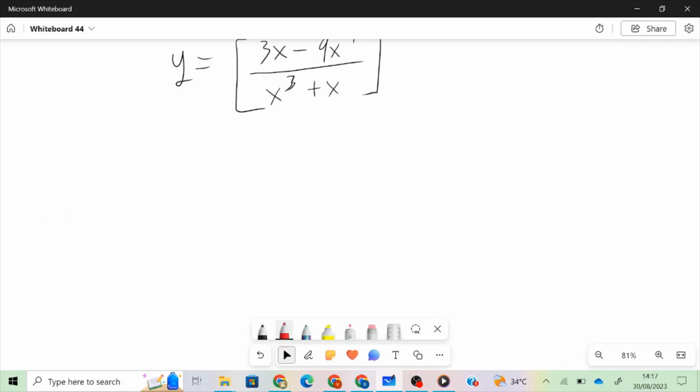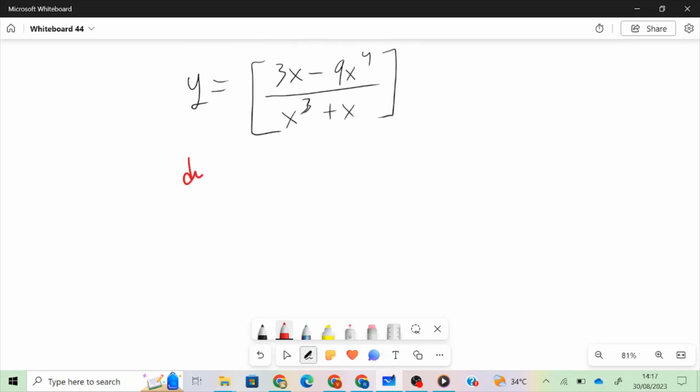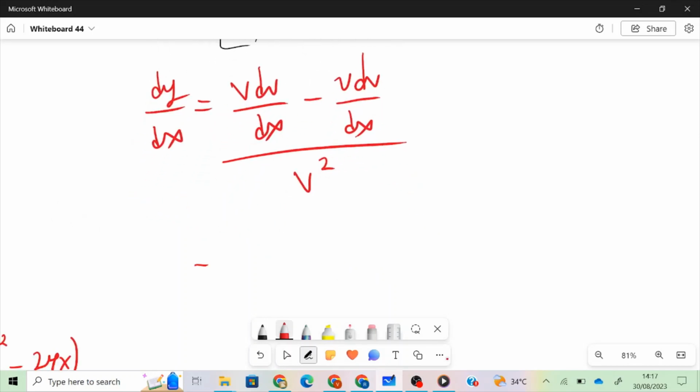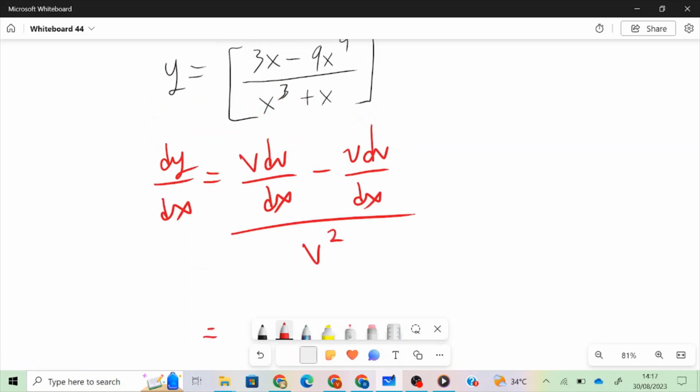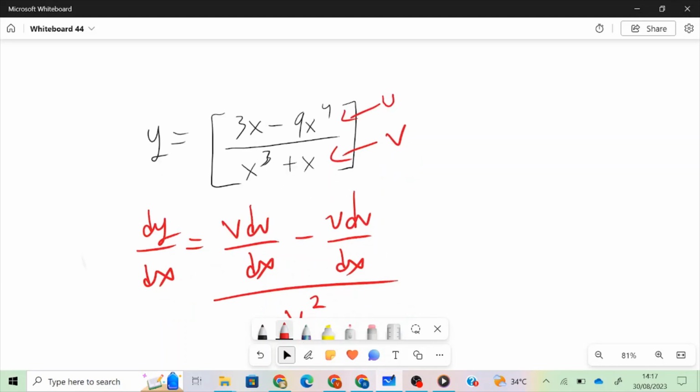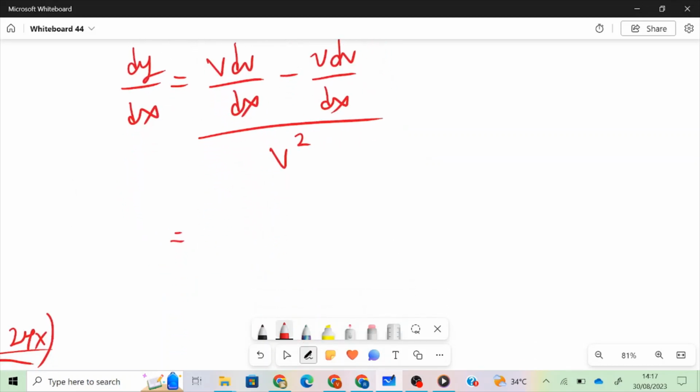Right, so again we write down dy dx and the formula. dy dx is equal to v du dx minus u dv dx, all over v squared. So our v in this case, as we know, is the denominator. This is our v and this is our u. So v is x cubed plus x.